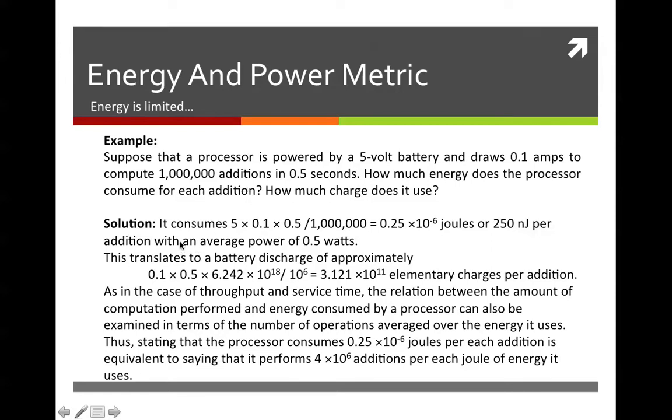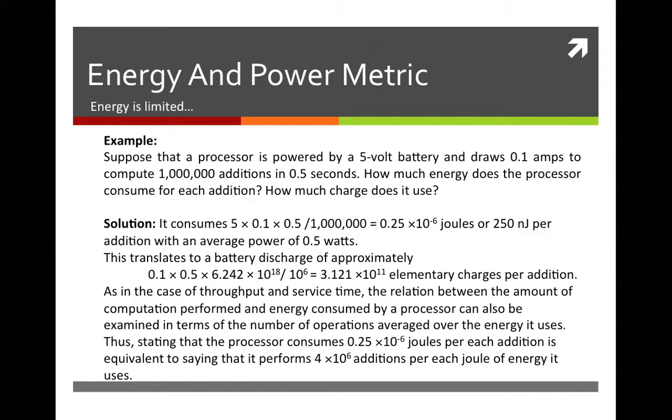Anyway, the energy itself will be just the voltage multiplied by the current and multiplied by the time. That's the total charge times the voltage, which is the energy we consume. And of course, we normalize it to 1 million additions. And so the number comes to 0.25 times 10 to the minus 6 joules, or 250 nanojoules per addition, which is kind of reasonable. And with an average power of 0.5 watts, which comes out of the formula here.